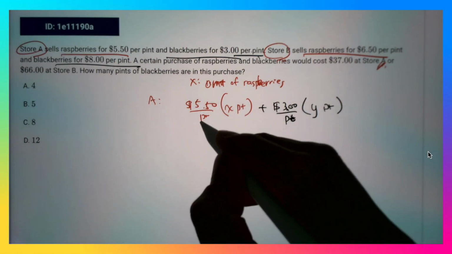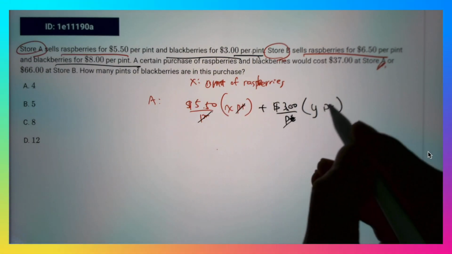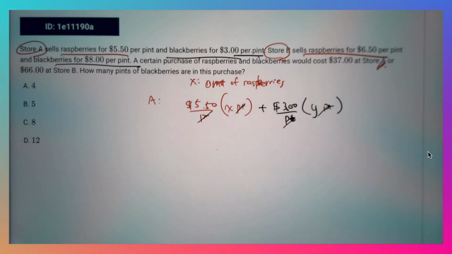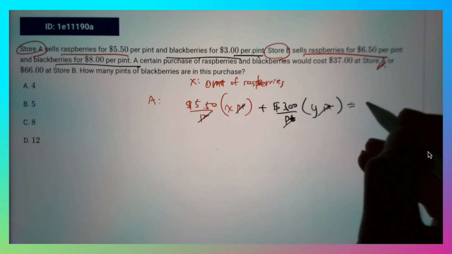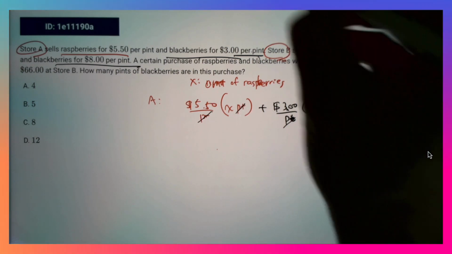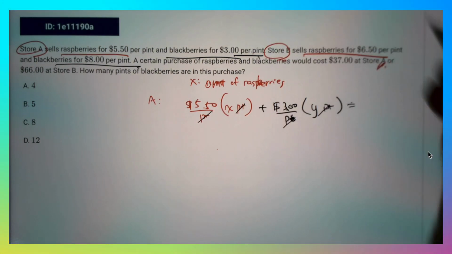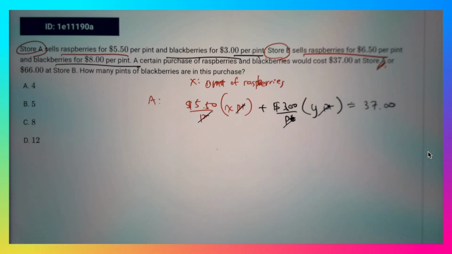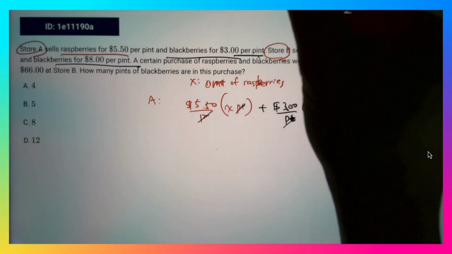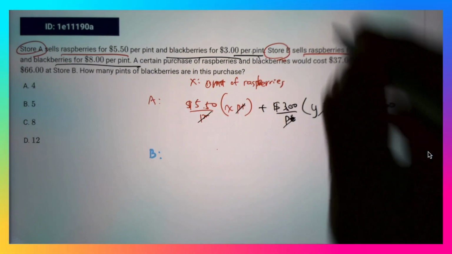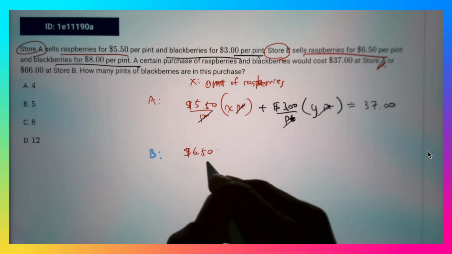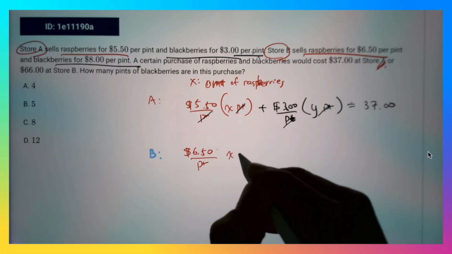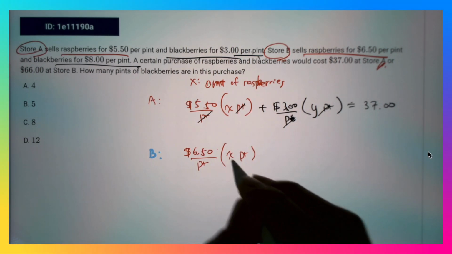So this way you guys can see how pints can cancel, and it allows you to add the dollar amounts, and this sums to $37. Okay, $37. So that's for store A. And for store B, it said raspberry costs $6.50 per pint, and again same variable x.